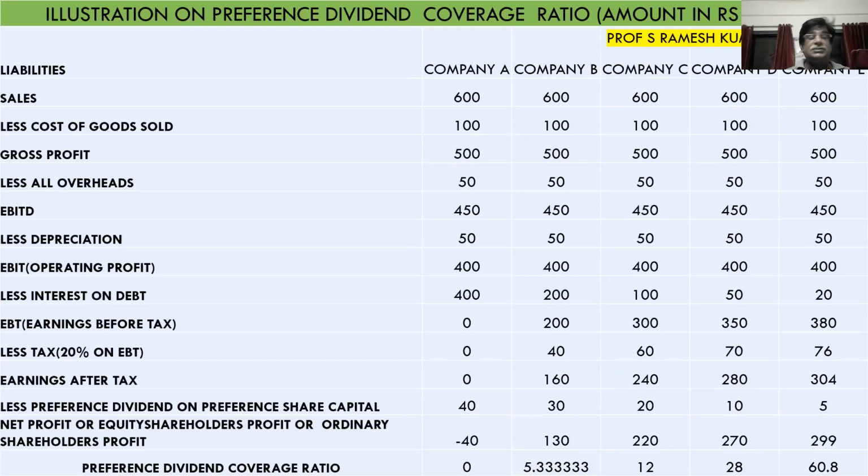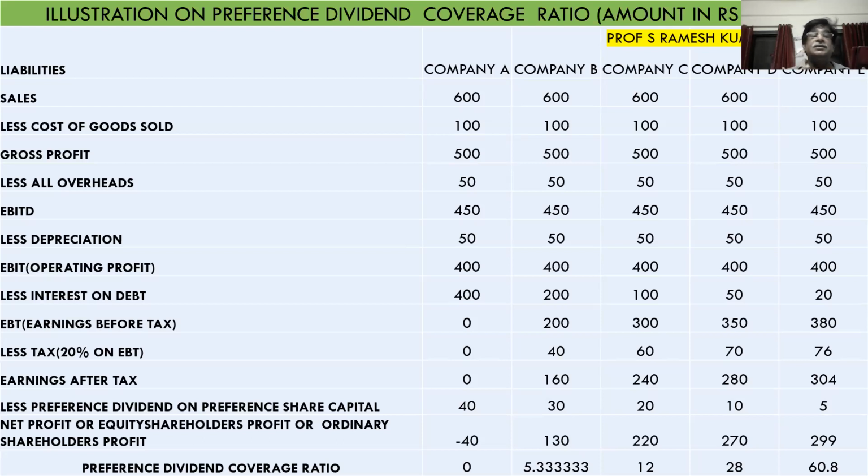Now look at the last case. They have earned 304 crores and they have to pay a mere 5 crores towards preference dividend. How many times can they pay? They can pay nearly 61 times.